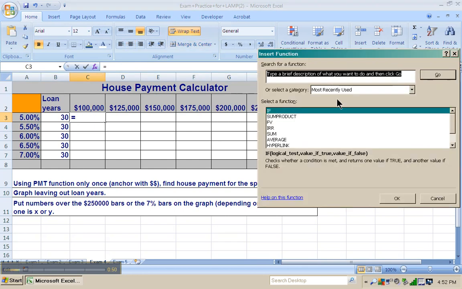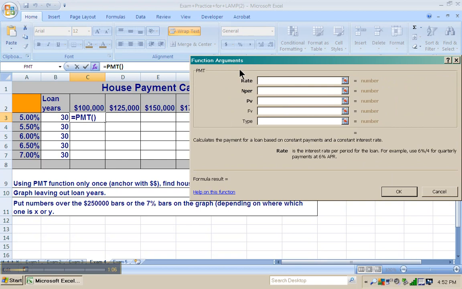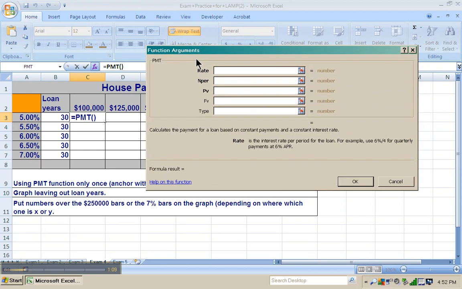So I'm going to go to f of x and find PV. It's not PV, what am I talking about? Payment, PMT. I'm going to do payment, not present value. And so I only need one there.